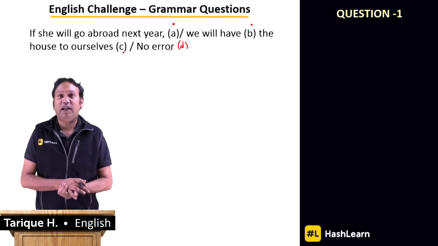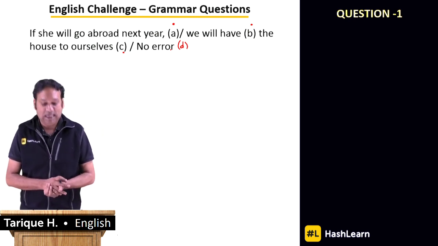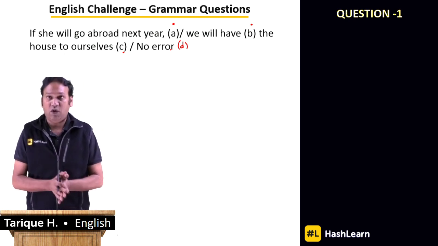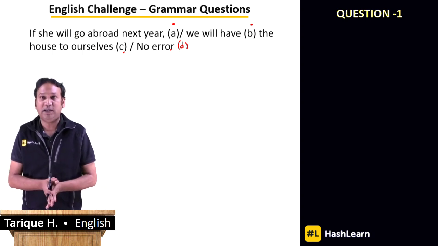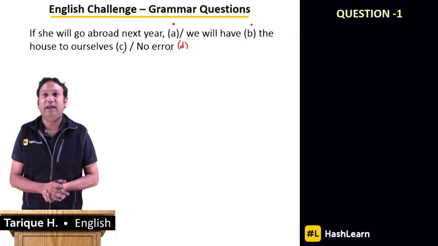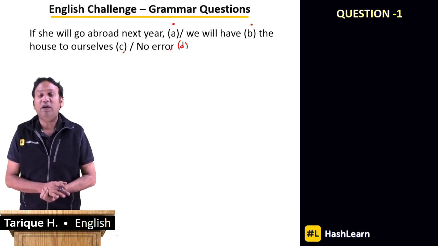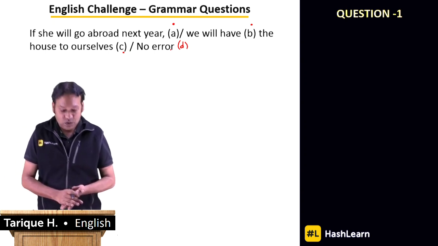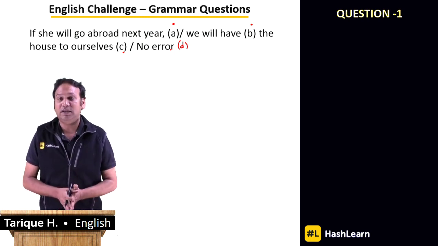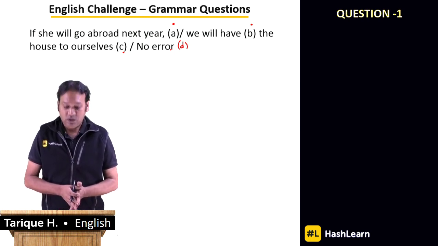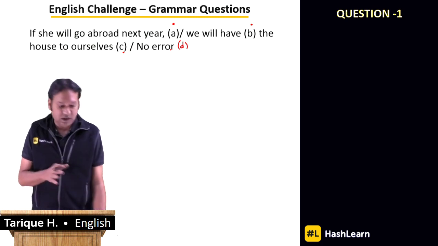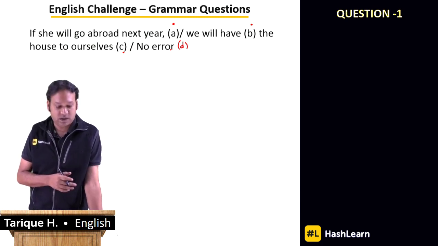For example, if you feel that the answer for this question is A, that A is the one which is wrong, then you can post A in the comment section. If you feel B is incorrect, then you can post B, and so on. If you think C is wrong, then you can post C. If you feel that there is no error in the question, you can post D as your answer, that there is no error. So look at the question once and post the answer.